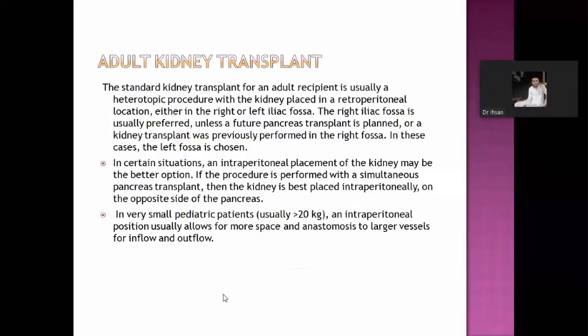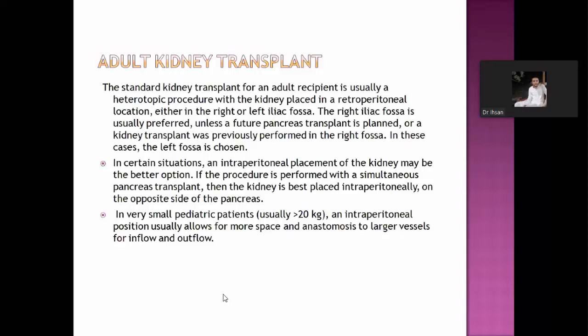Adult kidney transplant. The standard kidney transplant for an adult recipient is usually a heterotopic procedure with the kidney placed in the retroperitoneal location, either in the right iliac or left iliac fossa. The right iliac fossa is usually preferred unless a future pancreas transplant is planned or the kidney transplant was previously performed in the right fossa. In these cases, the left fossa is chosen.